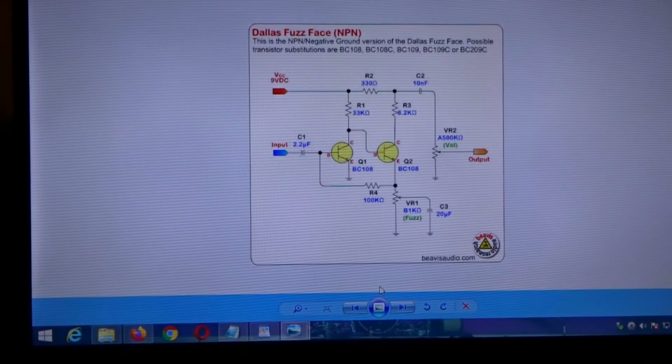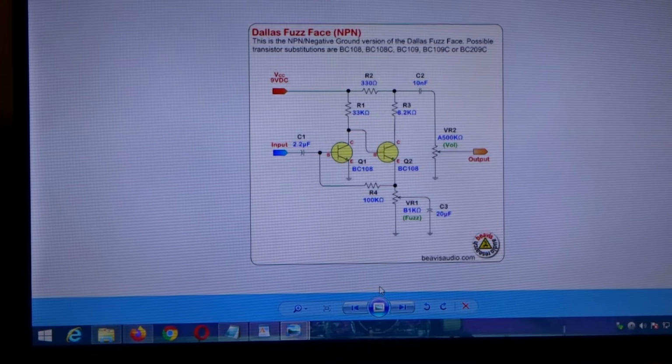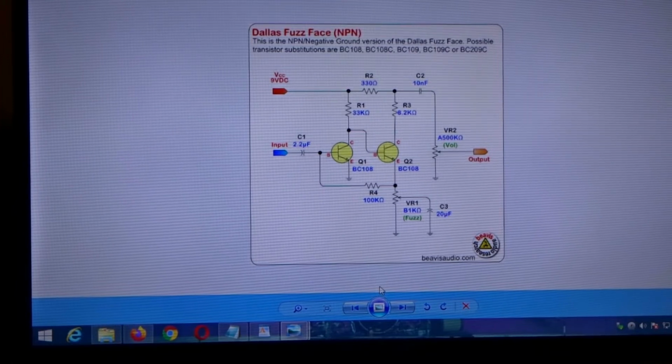Okay, so right here, I'm bringing up this schematic. Now it's okay if you don't know what a schematic is or how to read it. What we're focused on is Q1 here and Q2. They're using a BC108 on each. This is an NPN, such as the build that I'm doing and you might be doing. What we're concerned about is the three resistors: R1, 2, and 3.